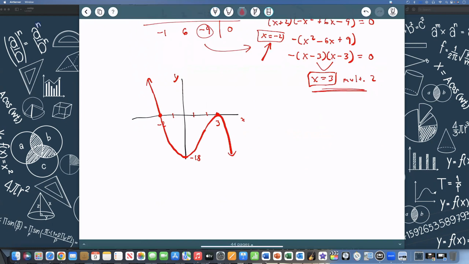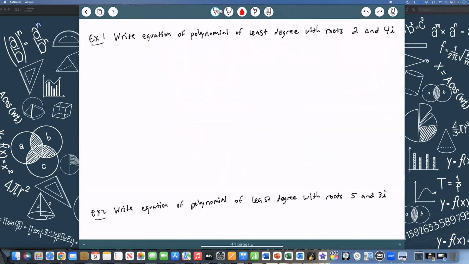Remember that. So that would be a more or less accurate sketch of my graph. The -18 might be a little further down depending on my scaling, but the other features are mainly what I'm looking for: the roots, the end behavior, and how it acts at each of the roots. So in that case, just the bounce. All right, let's continue here.